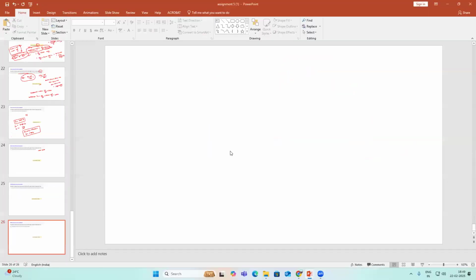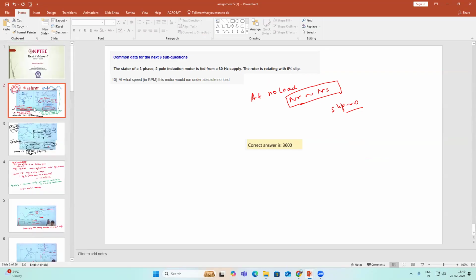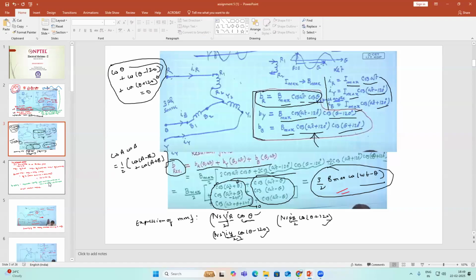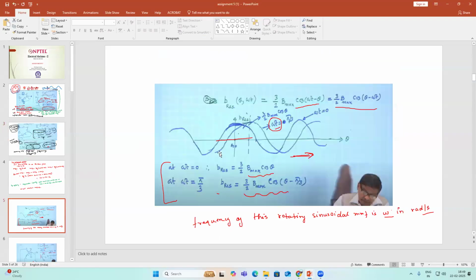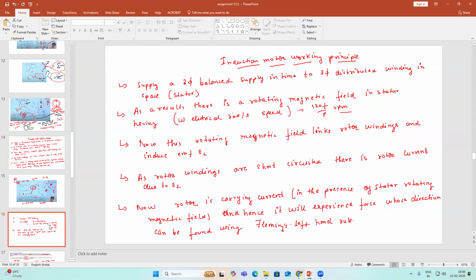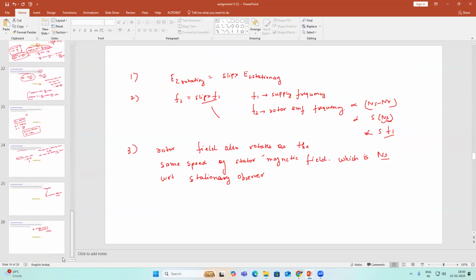I know there were many things here. Just try to see these things in the sequence I have discussed, and then I guess you will understand how the induction motor actually rotates. You should know the frequency of the induced EMF, the value of the induced EMF in the rotor, and the speed of the rotor magnetic field and stator magnetic field. These things alone are enough to solve all the questions.